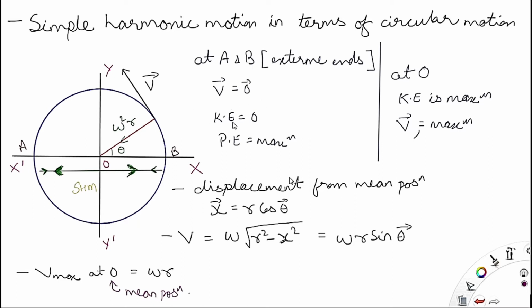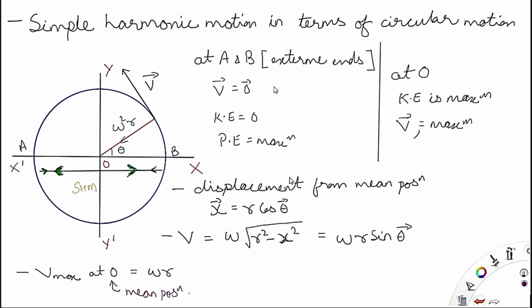Now energy is always conserved, so whether it's a combination of kinetic energy and potential energy, or only kinetic energy or only potential energy, in this case kinetic energy is 0, so whatever energy remains is the potential energy. So potential energy is maximum at the extreme ends. Why? Because kinetic energy is 0.